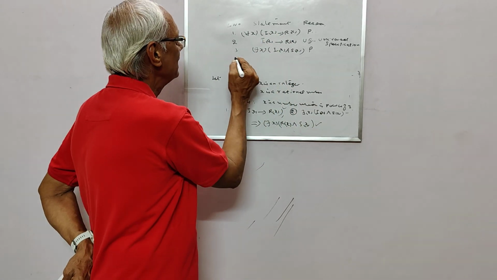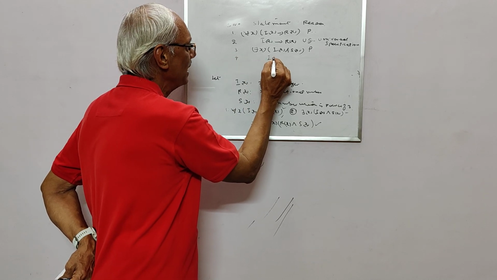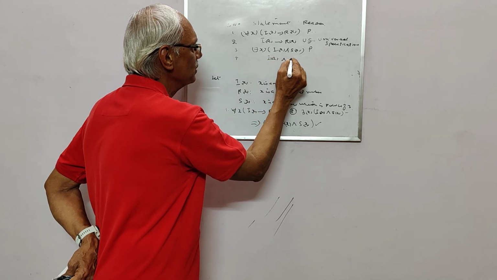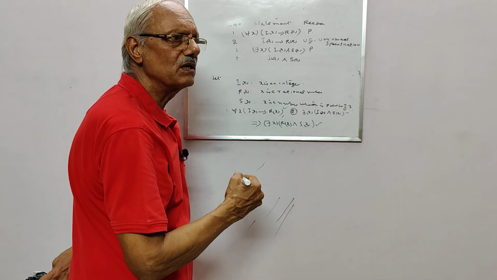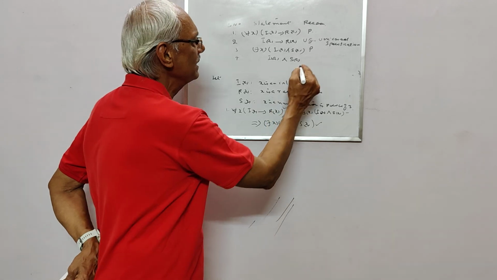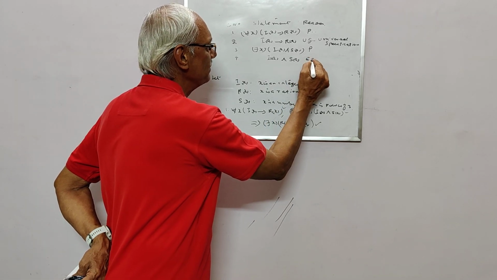So you see that the fourth one will be I of a intersection s of a. What is the law that you will write here? What is the rule? The rule is existential specification.